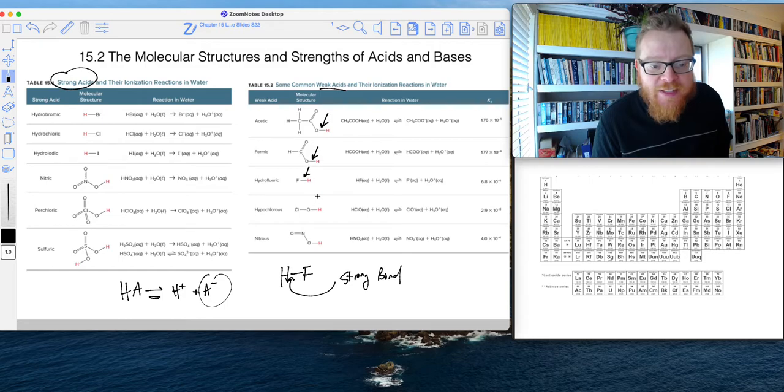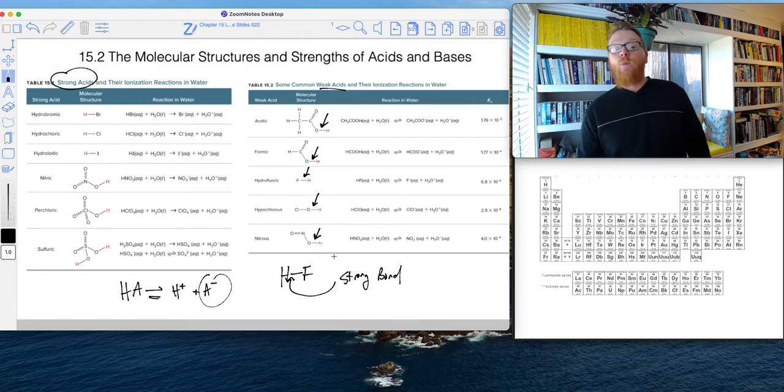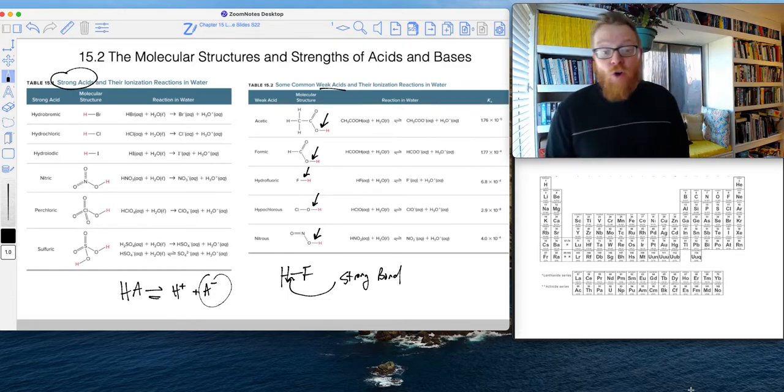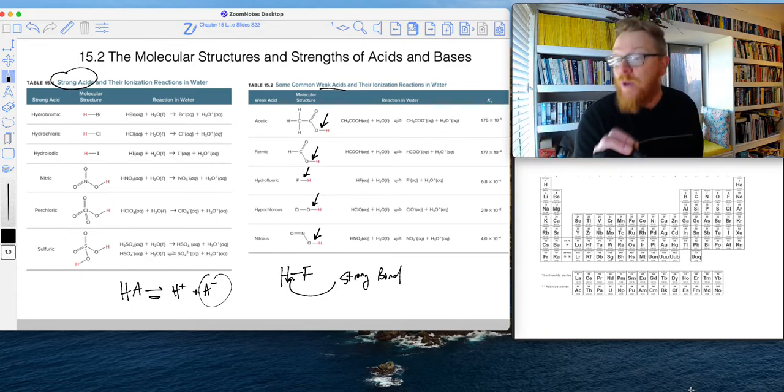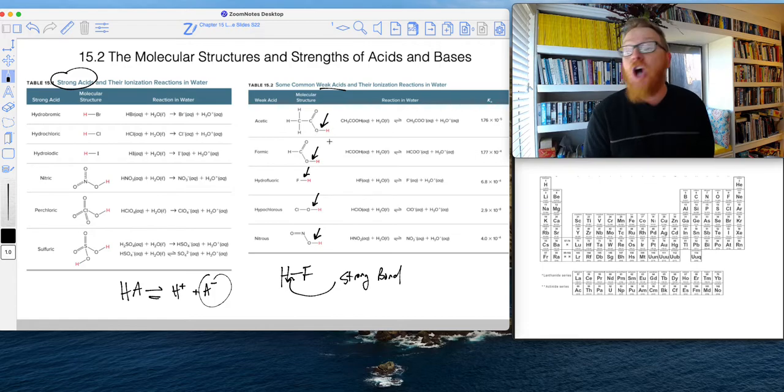So I'm going to point out all of those bonds to hydrogen, and we'll note that those are all strong bonds for the weak acids. So I realize that sounds backwards, right? But they are weak acids. In other words, they don't want to dissociate because that bond is strong.